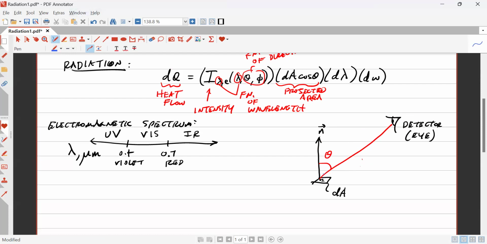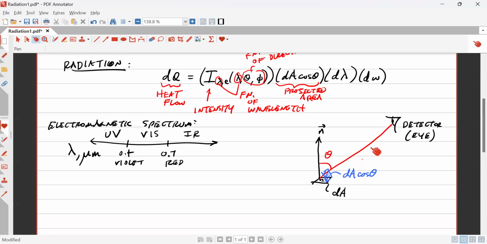So I'll make this blue. And the idea is that you're not going to see the entire dA. From your vantage point, you only see part of dA. In other words, it appears smaller than dA to your eye. So this would be dA times cosine theta.